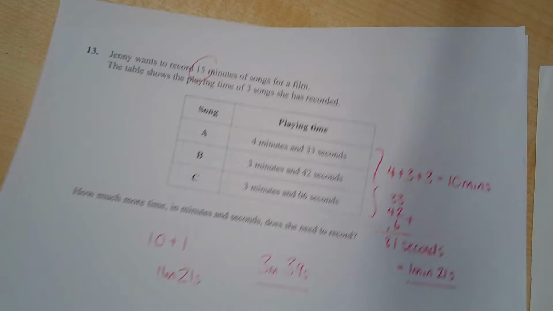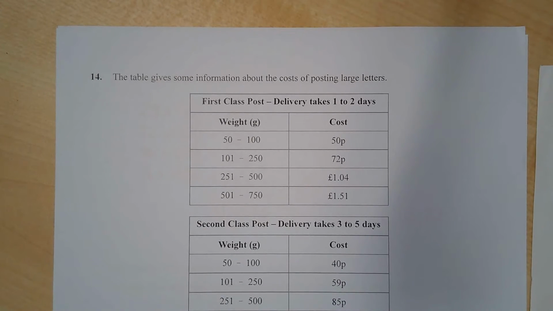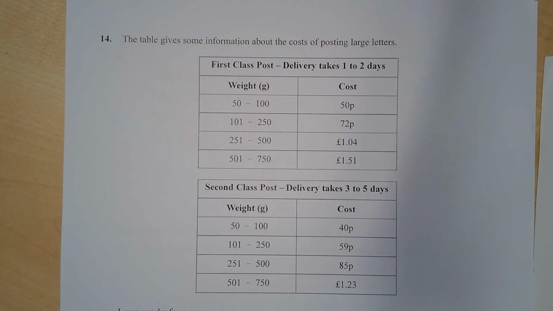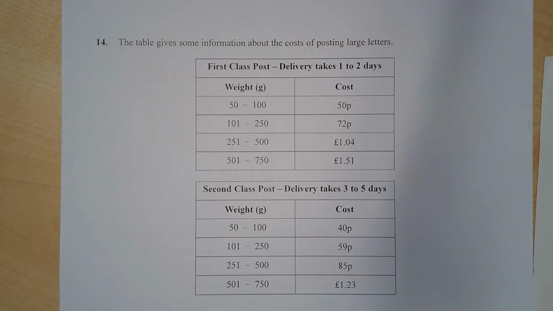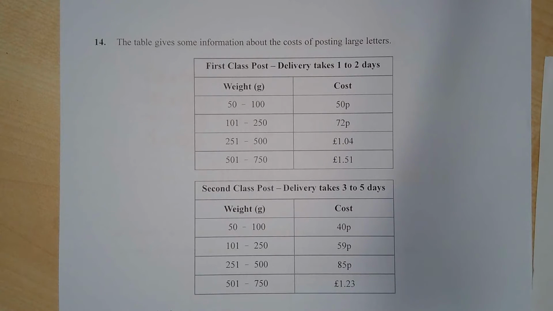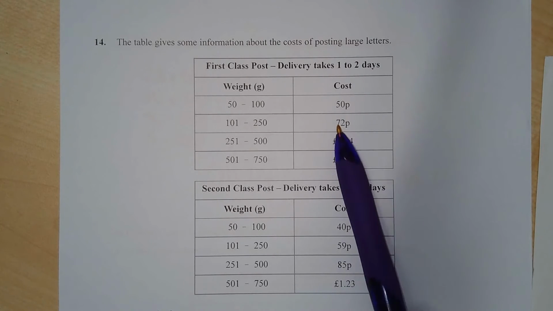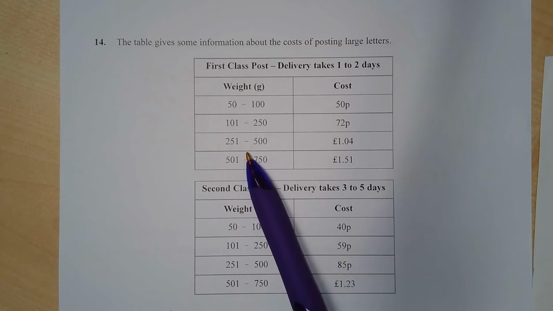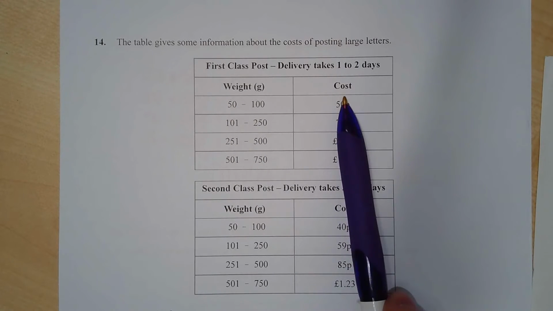Okay, next one. So there's a lot of information in the next one. Let's just see what we've got so far. So question 14, we've got 2 tables. Now the first one is for first class post. That's cost broken down depending on how heavy the letters are. So we've got weights from 50 grams all the way up to 750, and then different costs for those.